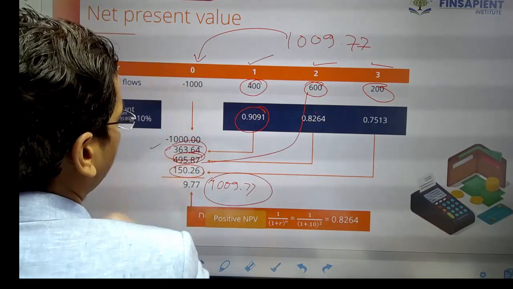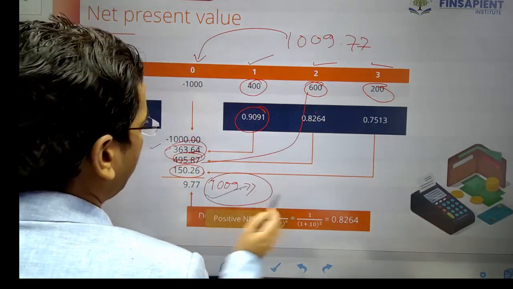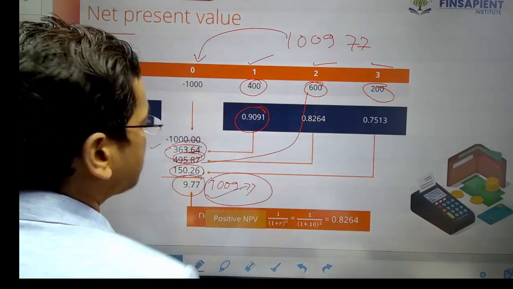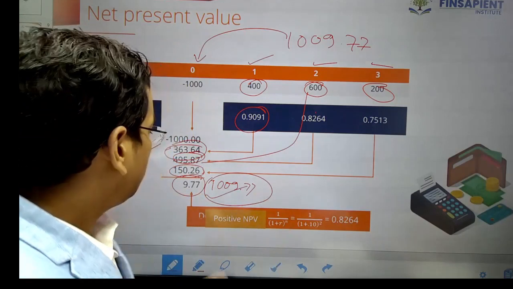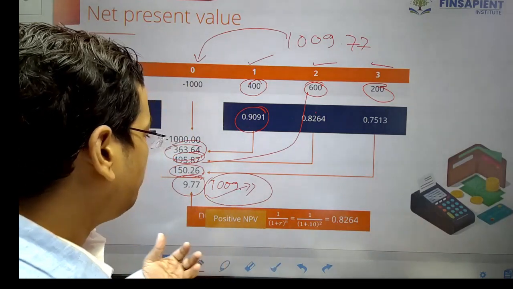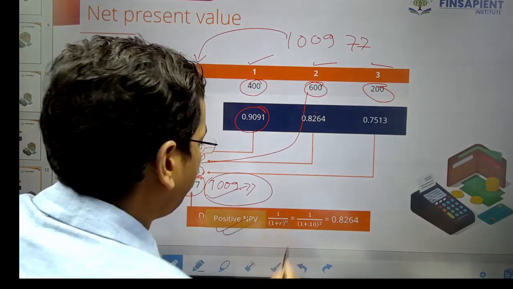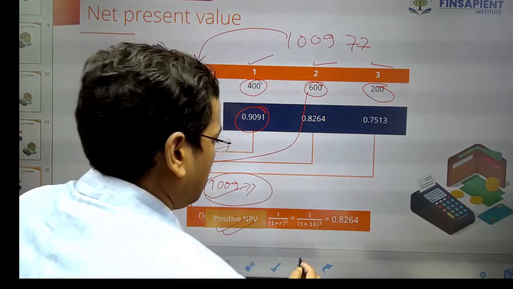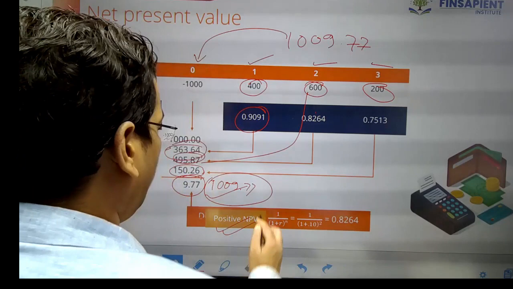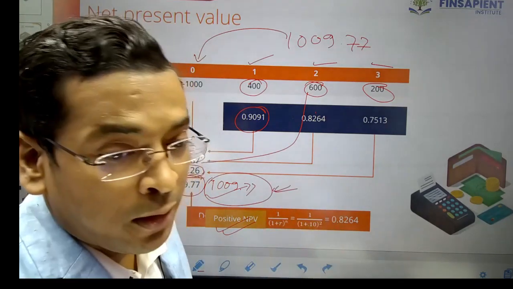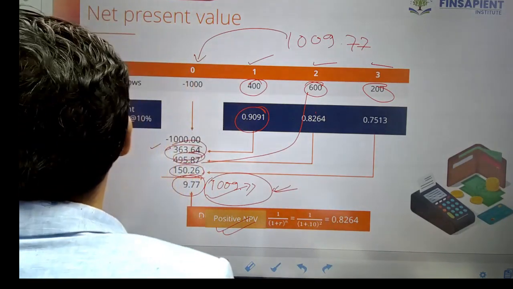So 1000 adjusted against 1009, we made $9.77. That means it's a positive cash flow. So that is a positive NPV, and this project will be accepted because it has made the money.